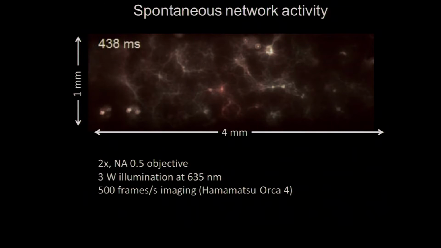So here you can see every neuron, you can see every action potential as they flash, and you can also see the subthreshold voltages in the neurons as they light up. Okay? Great.